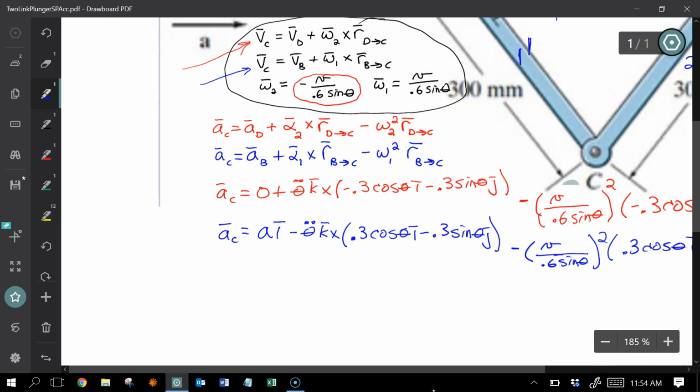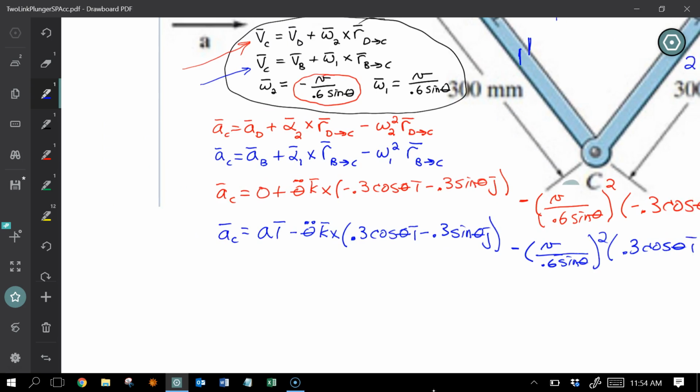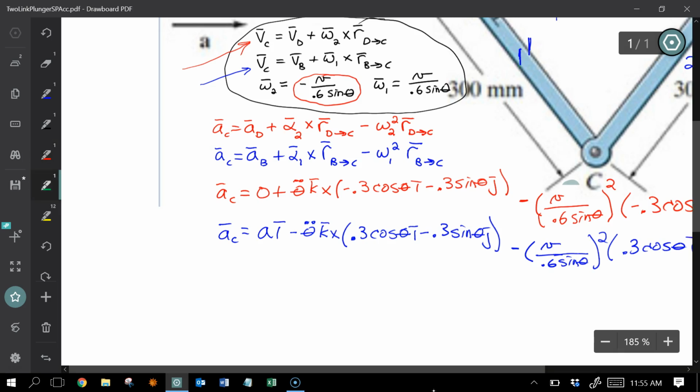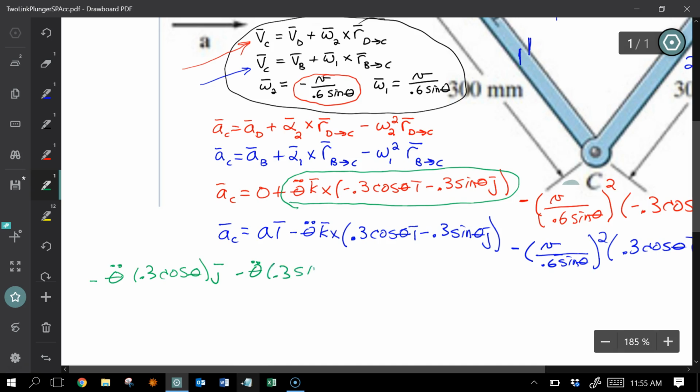Okay. Now the next thing you're going to have to do is the cross products. So let me just do the cross products over here. I'll put them in a different color. Okay, so I'm going to take these cross products. Just like before, it's going to be theta double dot minus 0.3 cosine of theta. K cross i is a positive j. And then I have a negative theta double dot 0.3 sine theta. K cross j is a negative i.